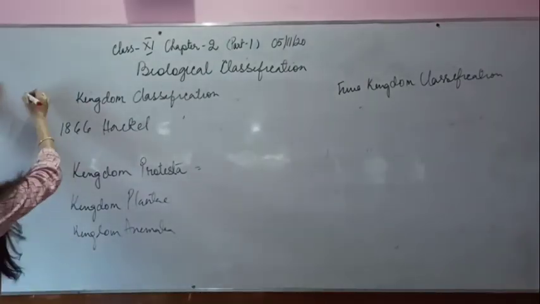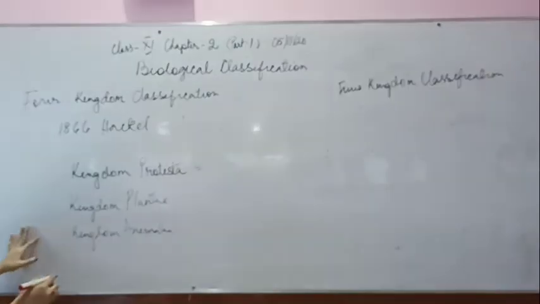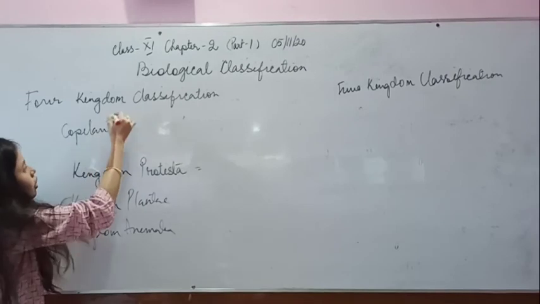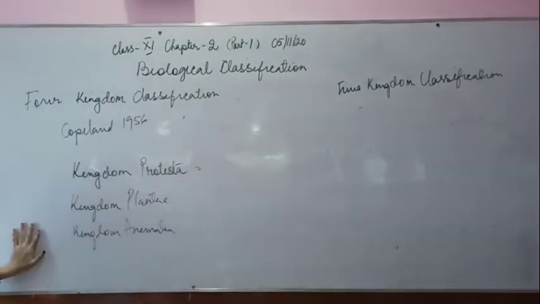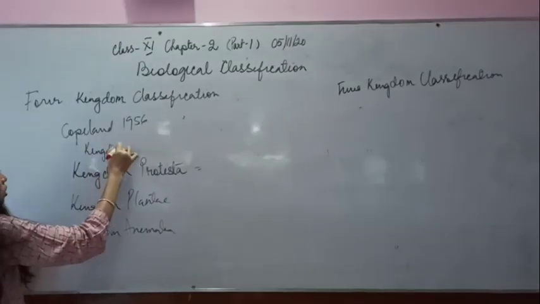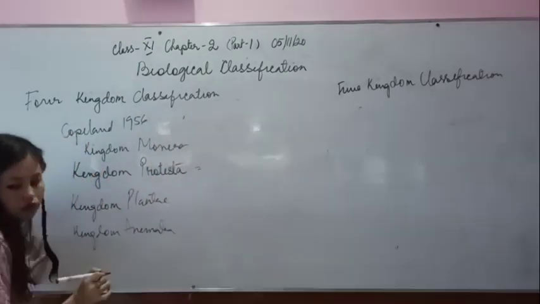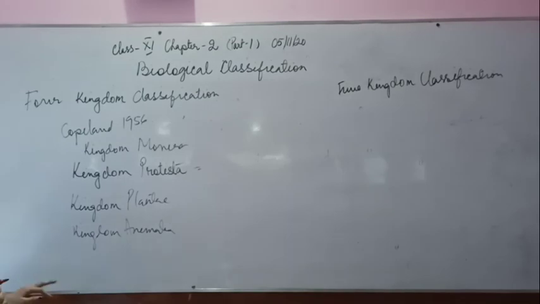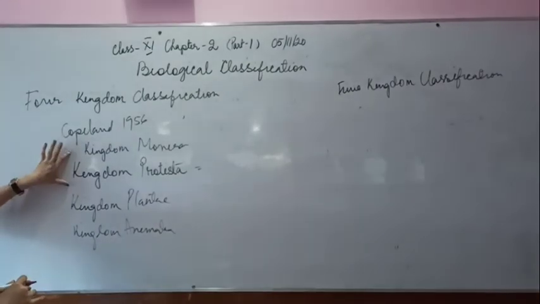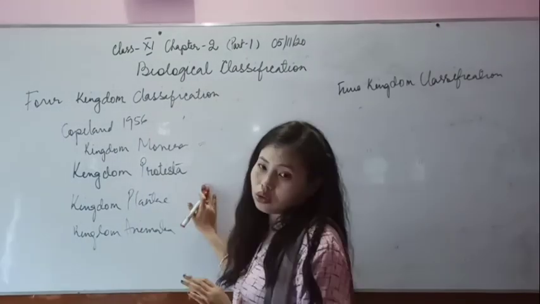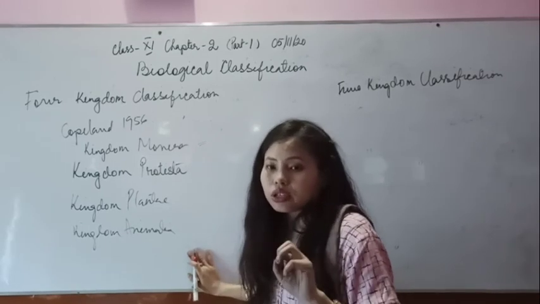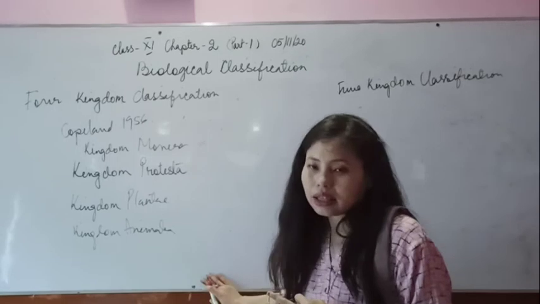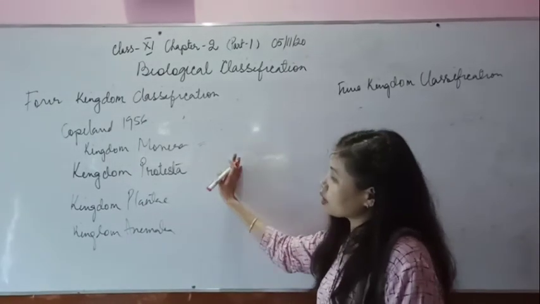Next is the 4 kingdom classification. In 4 kingdom classification, this time it is Copeland, in the year 1956. He came up with a new group called Kingdom Monera. He tried to take out organisms based on prokaryotes and eukaryotes. You know what a prokaryote is? Microorganisms which do not have a true nucleus are prokaryotes, and those which have a well-defined nucleus and cell organelles are eukaryotes. So Copeland came up with the idea.